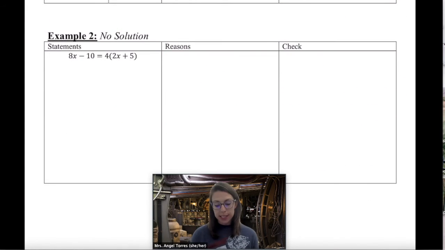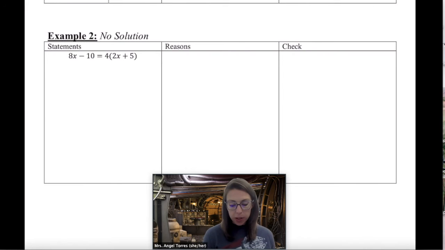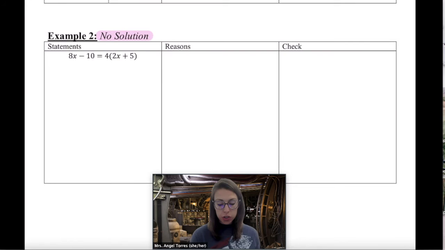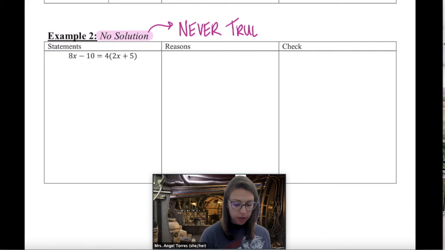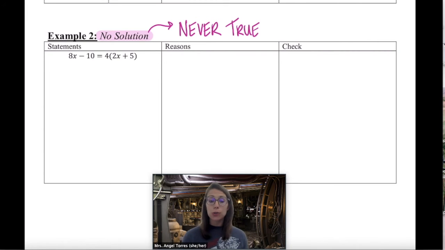Moving on now to example 2. Again, the notes are already telling us what to expect. In this example, we are looking at an equation that has no solution. And no solution means it's never true. So it doesn't matter what value you choose for x, this equation is never going to be true.